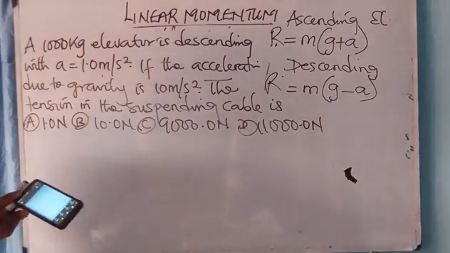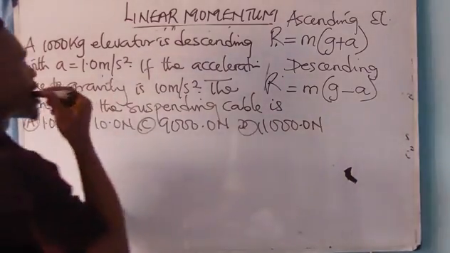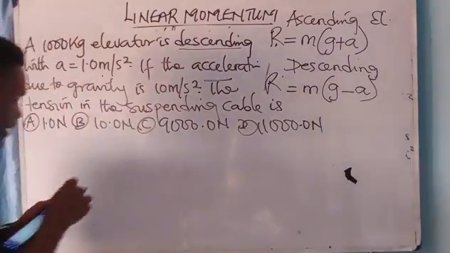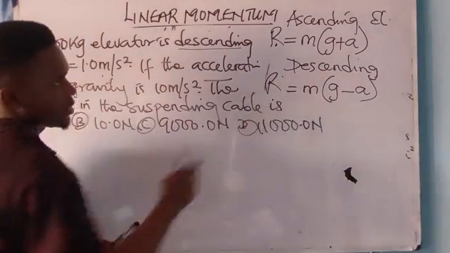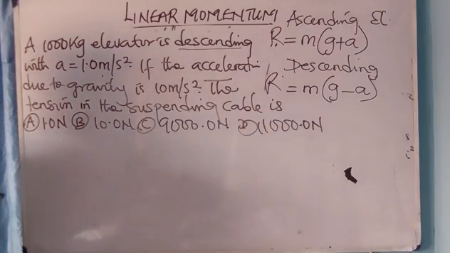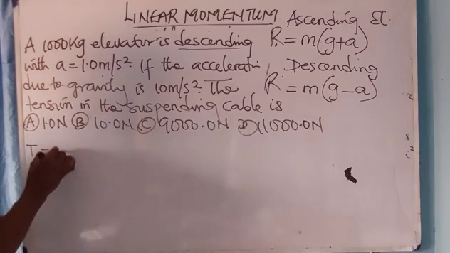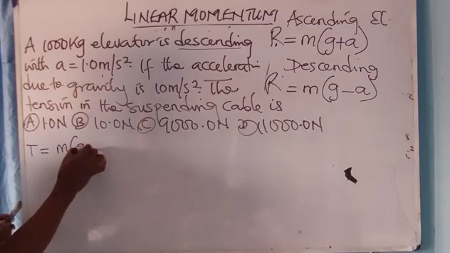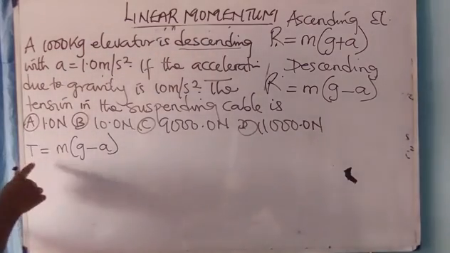Whenever I hear the word descending, look at the word descending. Whenever I hear that word, what are you using? You can use R, you can use T. So T is equal to what? M open bracket G minus A. They said the tension is what we are calculating for.